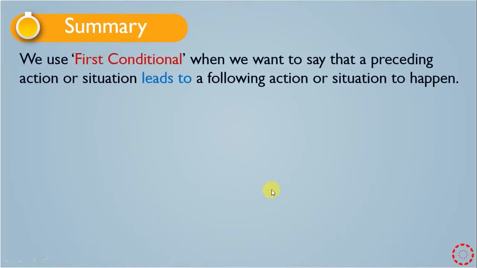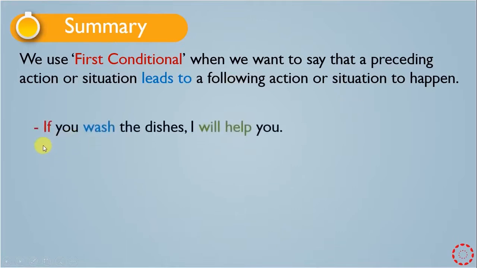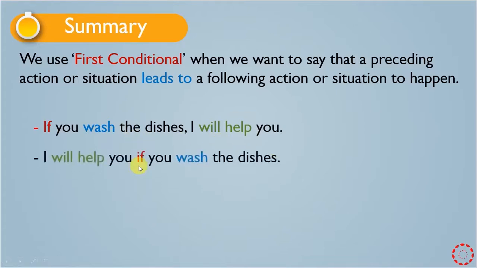The summary, what we have learned today. We use the first conditional when we want to say that a preceding action or situation leads to a following action or situation happening. We have an example here. If you wash the dishes, this is the present simple tense, I will help you. This is the future simple. I mean, if is followed by two sentences, the first one should be present simple and the second one should be future simple. And also we said we can change the position of the sentences, as we see in the second example. I will help you if you wash the dishes. That's all.